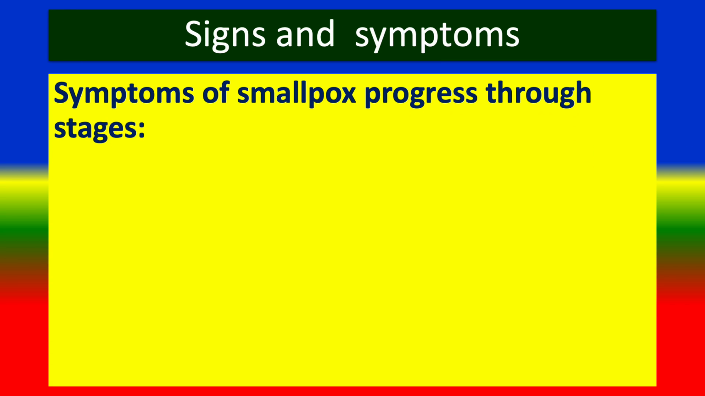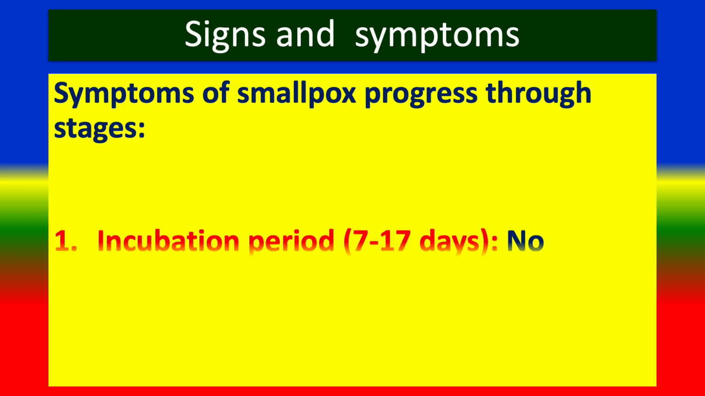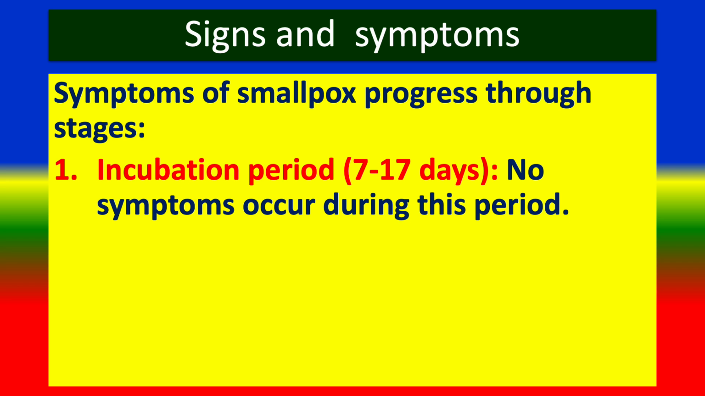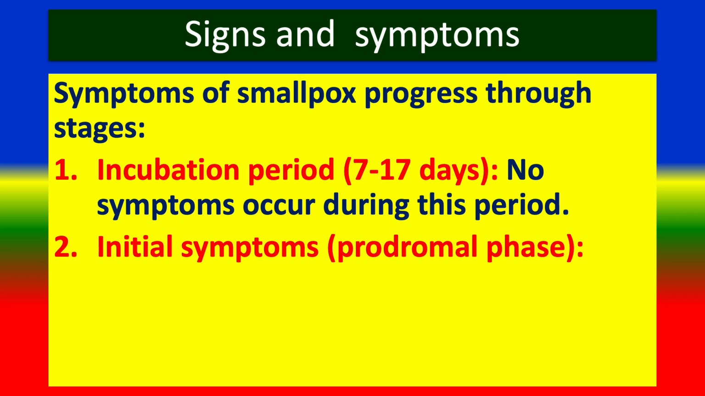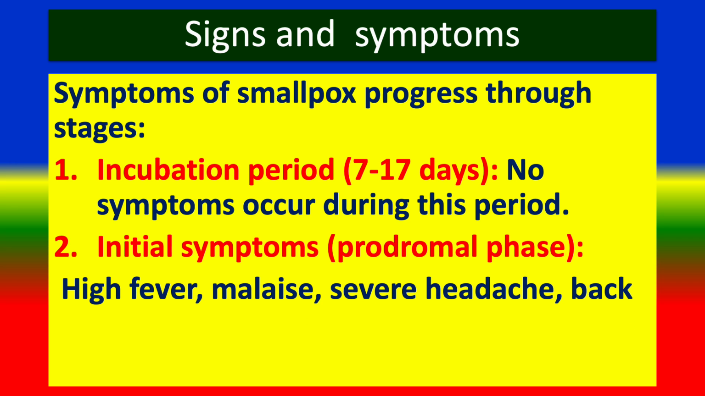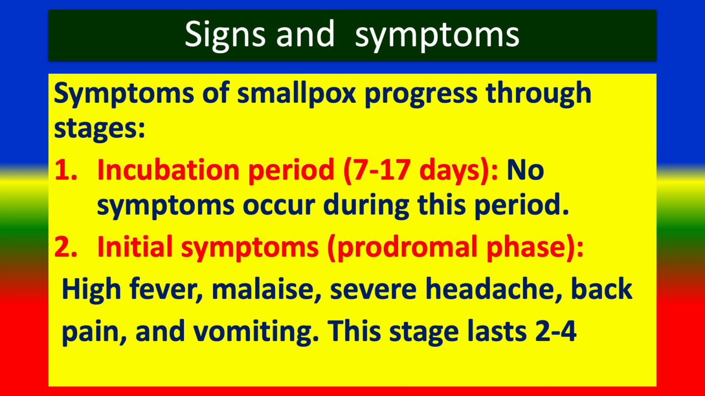Signs and symptoms. Signs and symptoms of smallpox progress through stages. First stage, incubation period, 7 to 17 days. No symptoms occur during this period. 2. Initial symptoms: high fever, malaise, severe headache, back pain, and vomiting. This stage lasts 2 to 4 days.